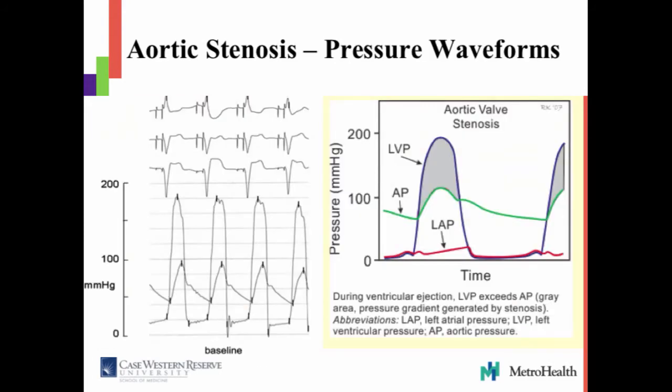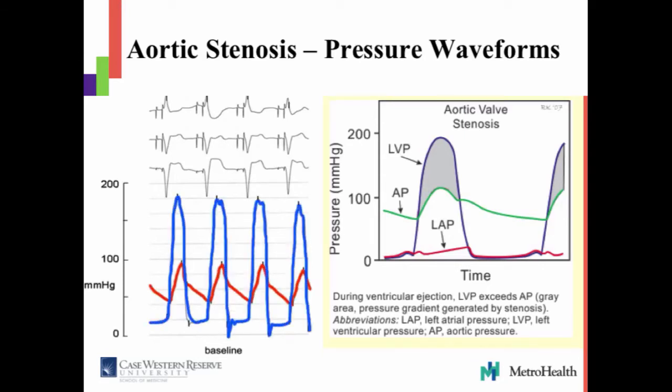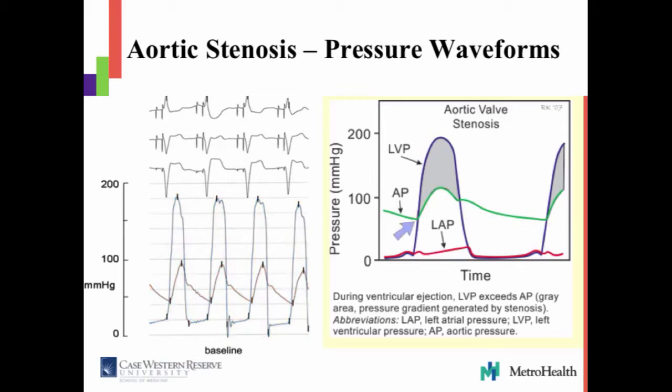Okay, let's look at the pressure waveforms. So this is what we see in the cath lab. This is the aortic pressure. This is the left ventricular pressure. Look at how much more pressure you have to generate in the left ventricle to open up that aortic valve. If you go to this cartoon, this is where the aortic valve opens. But in order for the left ventricle to open that aortic valve, look at how much pressure it needs to generate. So all this gray shaded area right here is the gradient between the left ventricle and the aorta. And this is what makes that heart muscle grow in size and become very thick.